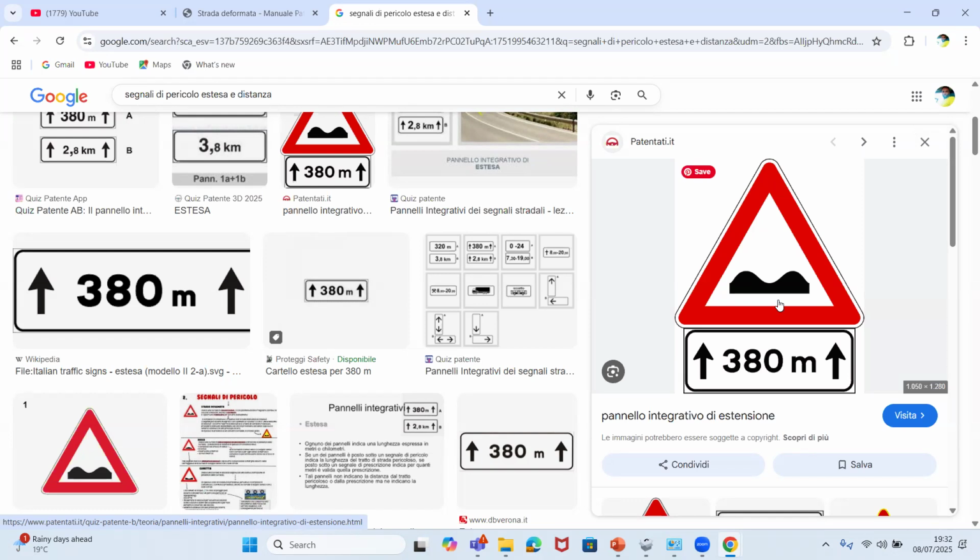It's not the distance that it takes you 380 meters to get there. No. Estesa means the length in correspondence. If I tell you correspondence, you know what I mean. You are there already. Now, that pothole where you are, it will take you 380 meters of bad road before you get out of it.